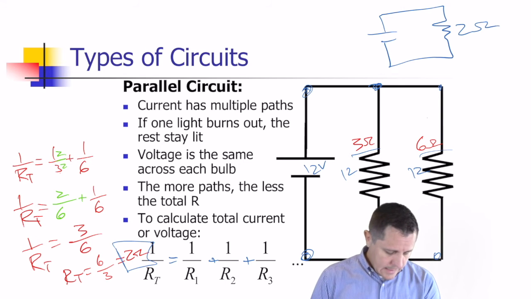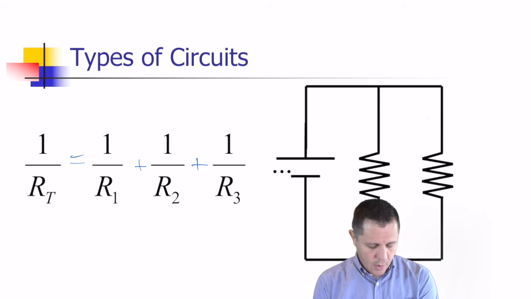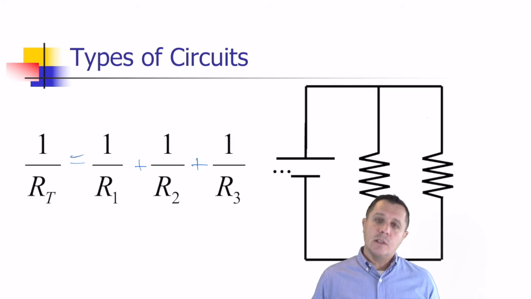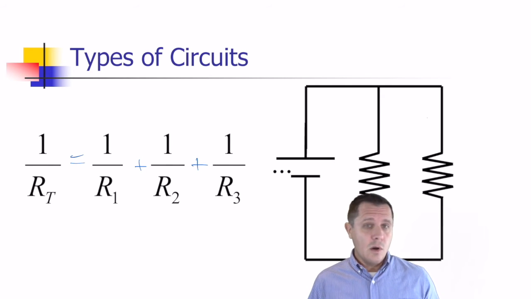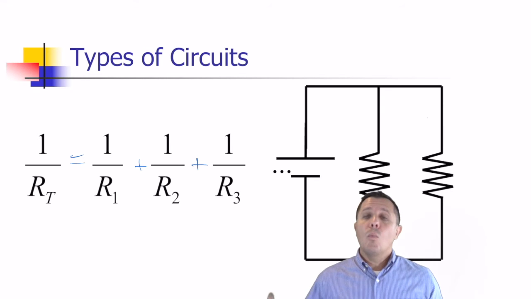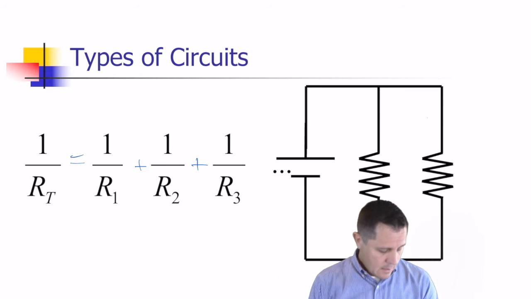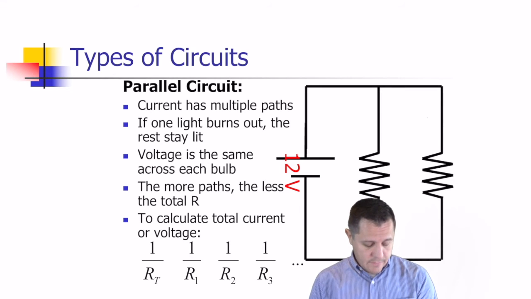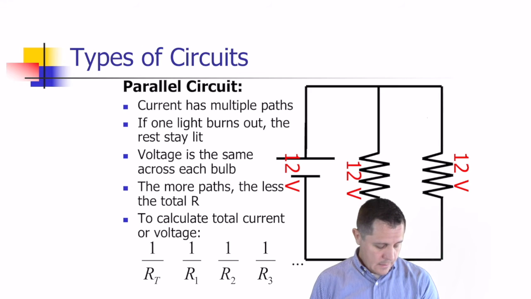Now, let's look again at the equation, what I just talked about. 1 over R total is equal to 1 over R1 plus 1 over R2 plus 1 over R3 and so on and so forth. And again, that doesn't mean the answer is 1 over R1 plus 1 over R2. 1 over the answer is, and you always have to flip it afterwards. Once again, a reminder, voltages will stay the same. So if I have 12 volts across the battery, that means I'll have 12 volts across each resistor as well because they're in parallel.